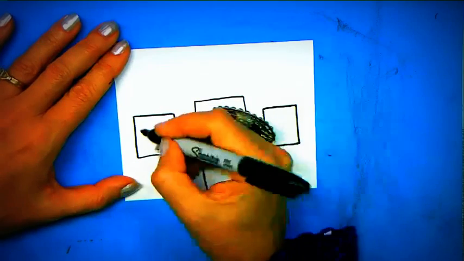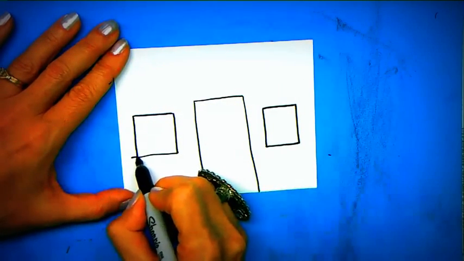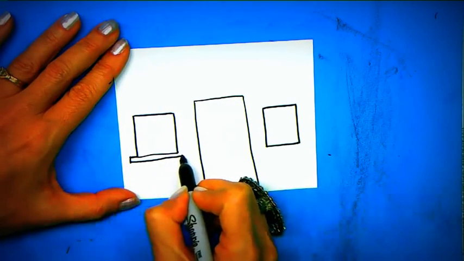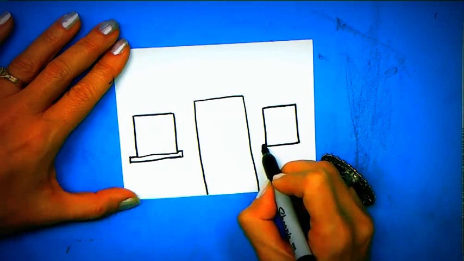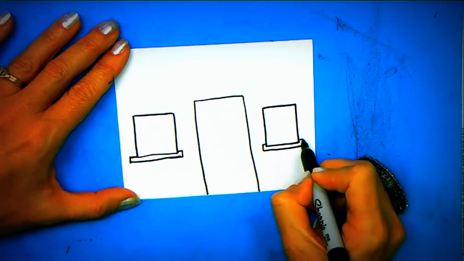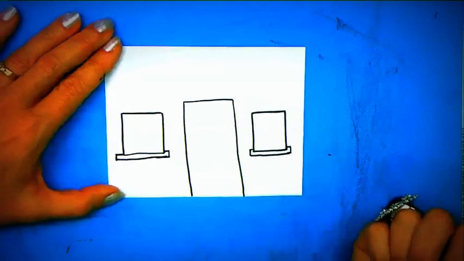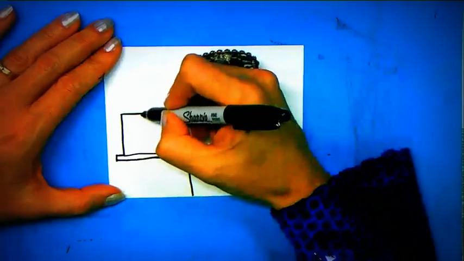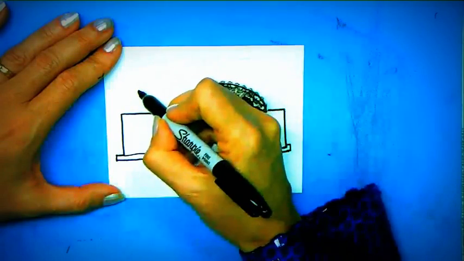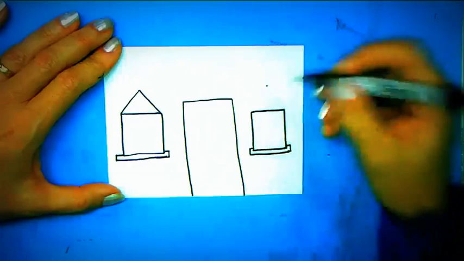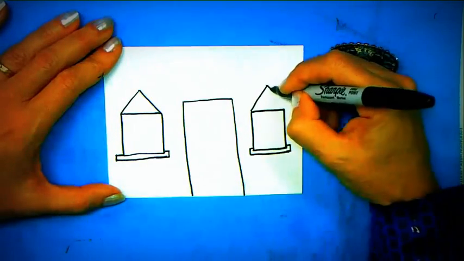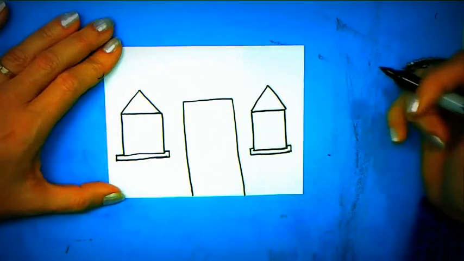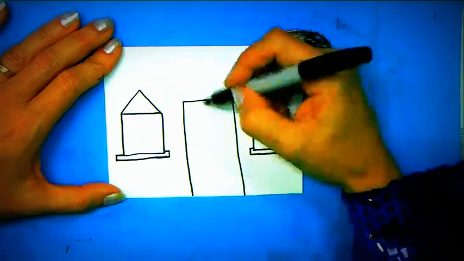So here we go. For our windows, you can add a little rectangle on the bottom of them. And then on the top of them, we're going to find the midpoint of that line segment. You're going to come up, put a dotted line, and then connect that. Notice we just put a triangle on top of it. We're going to connect it and connect it. Now we have our basics.